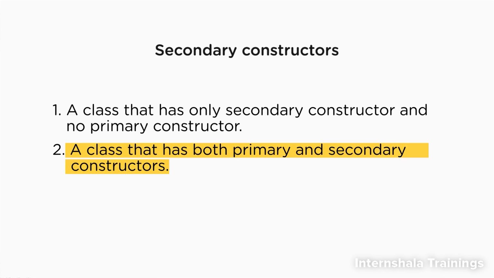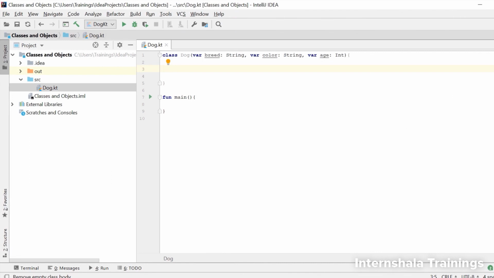Now let's look at the second case where both primary and secondary constructors can be used together. So let's create a primary constructor first. Now since these variables are already there in the primary constructor, why do we need another constructor? Well, sometimes we may want to have some other properties in a different constructor. So let's declare a variable called name for our secondary constructor.